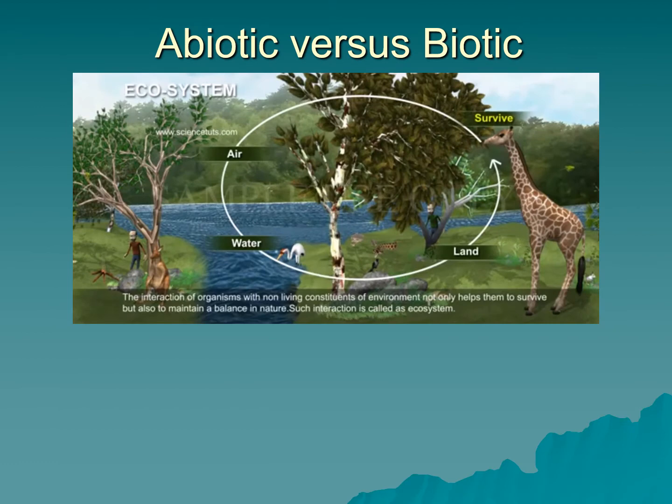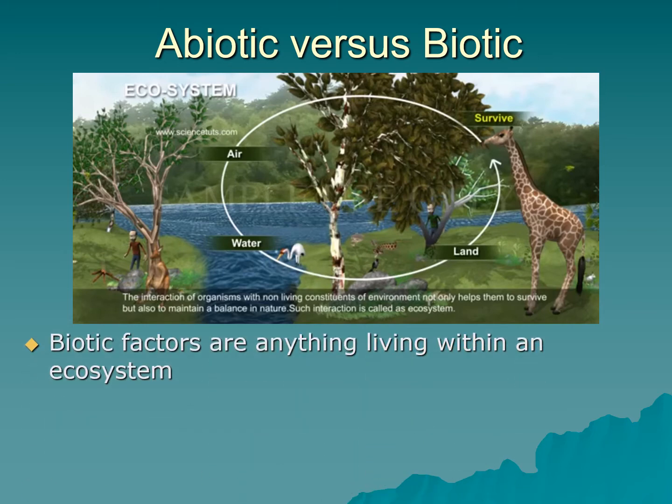But firstly, let's take a look at abiotic versus biotic parts of an ecosystem. Okay, biotic factors are anything living within an ecosystem. So in this particular picture, you would see things like trees, grass, giraffe, crane, people. Okay, is that a kangaroo? Something. Okay, so there's living things in here. Those are all biotic factors.